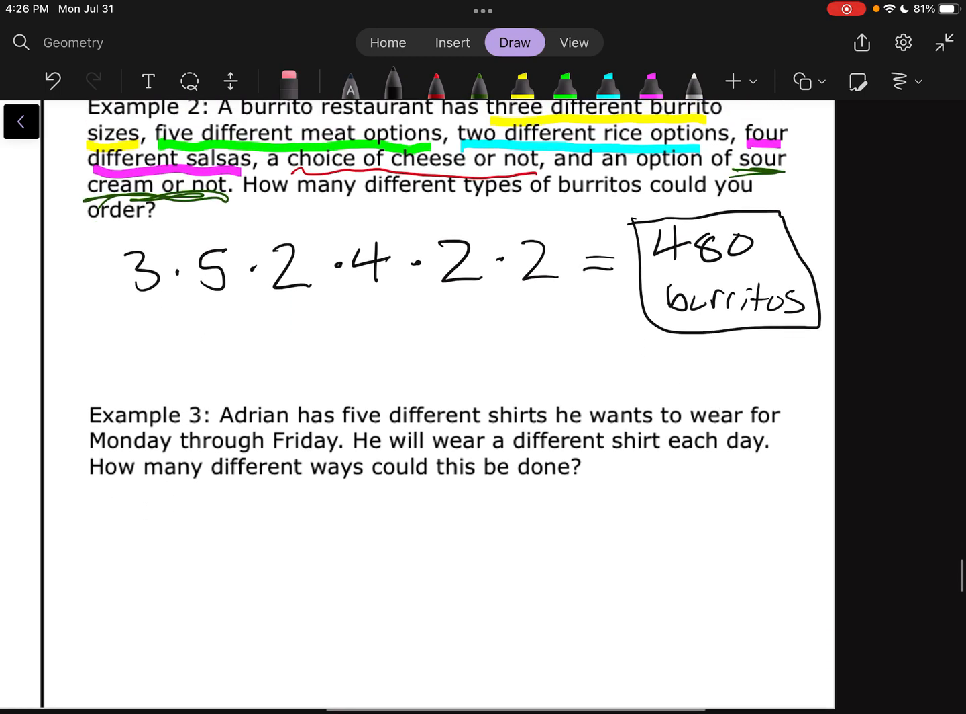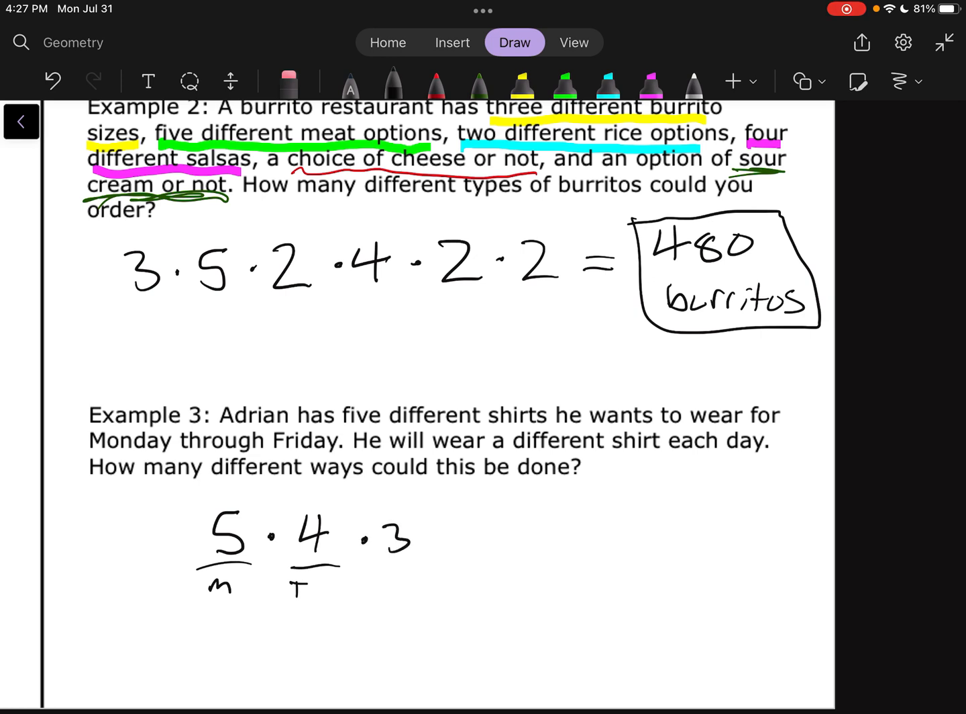Example 3 says Adrian has 5 different shirts he wants to wear from Monday through Friday. He will wear a different shirt each day. How many different ways could this be done? Okay, this one's a little bit different. Let's just consider how many different shirts he could wear on Monday. On Monday, since he hasn't worn any yet, he has 5 different options. Then for Tuesday, he's down to 4 options, right? Because he can't wear the same one twice.